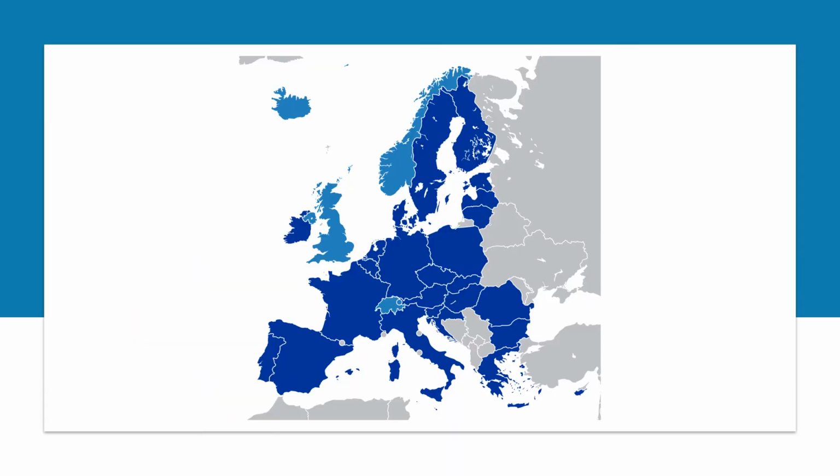The first thing we need to answer is, what is the European Union? How would you define it? The European Union, abbreviated to the EU, is a political and economic union of 27 member states.